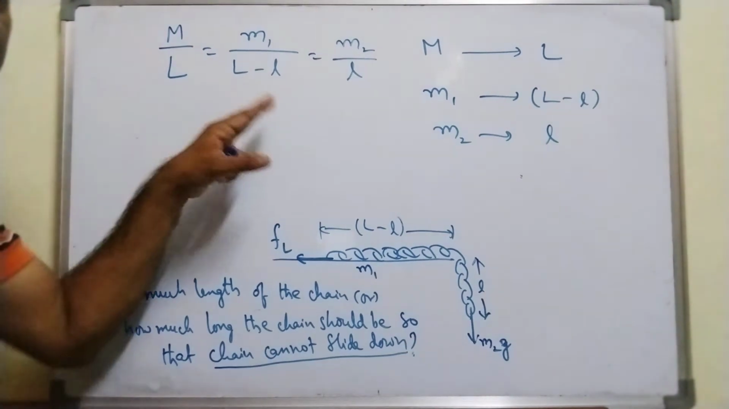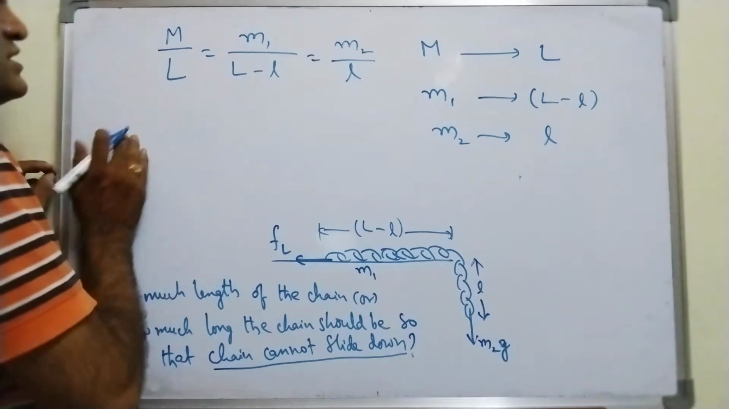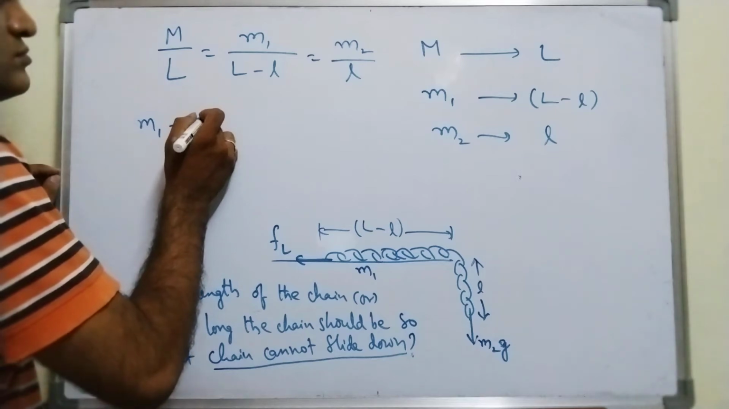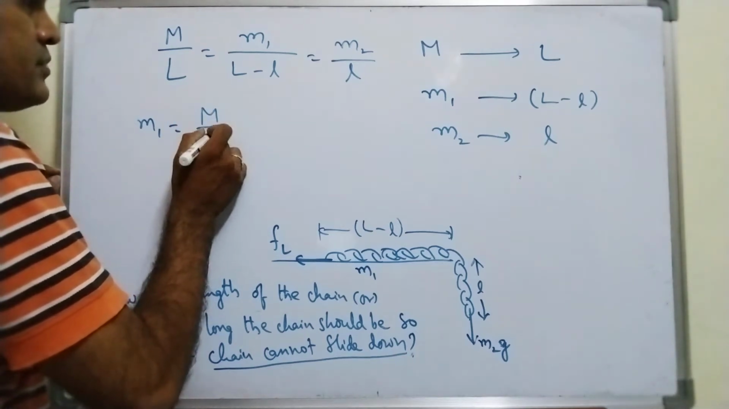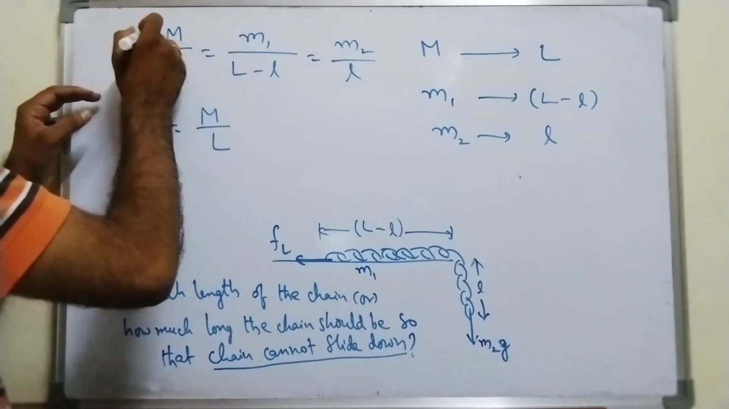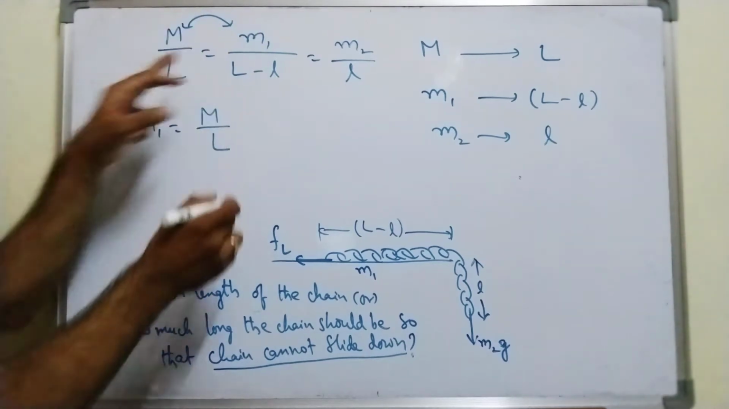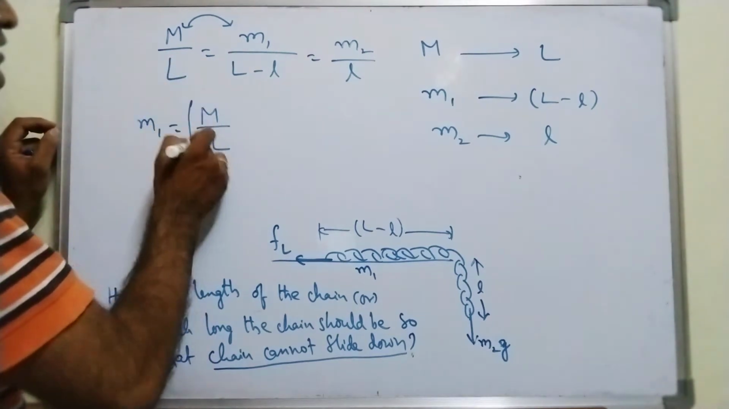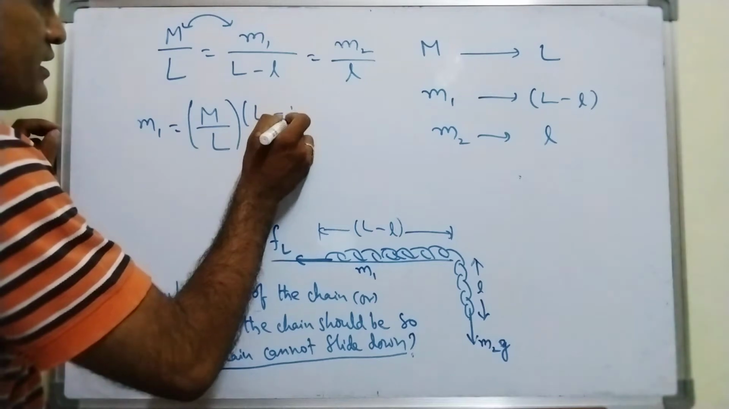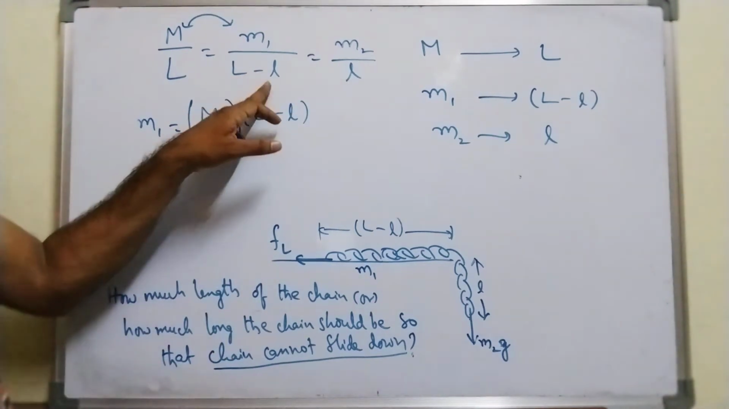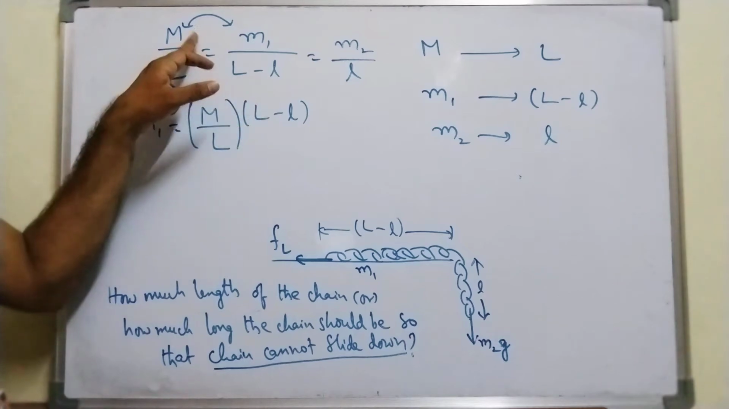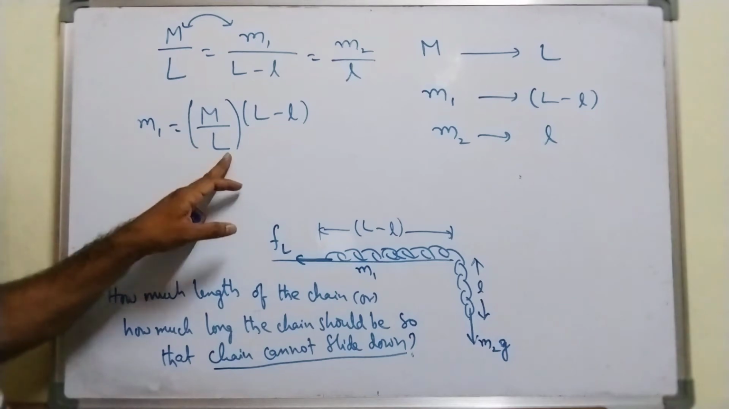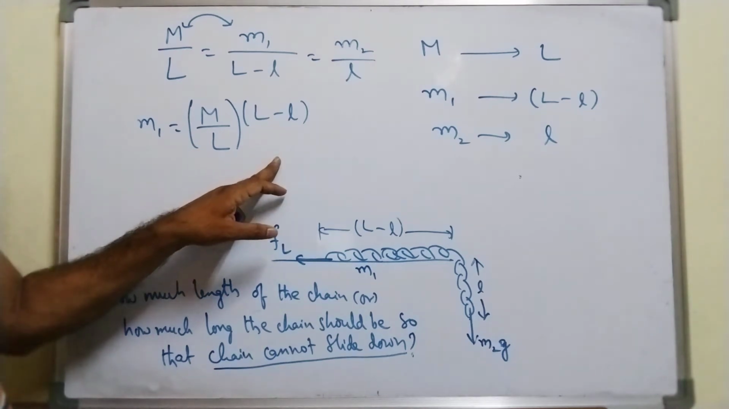Okay. So from this I can write M1, I want the value of M1. M1 is equal to M by L into L minus l. Can I write like this? I am just taking this L minus l towards the left side. So for M1 I can write M by L into L minus l.